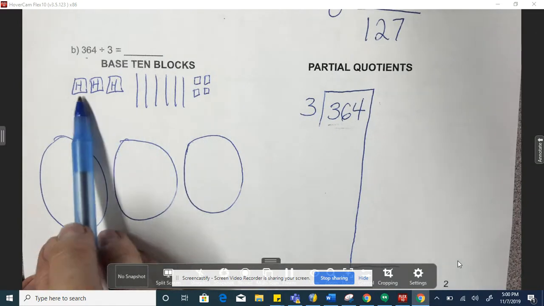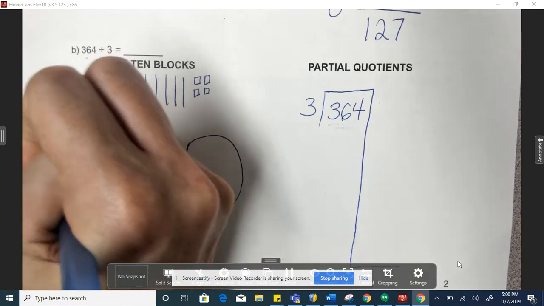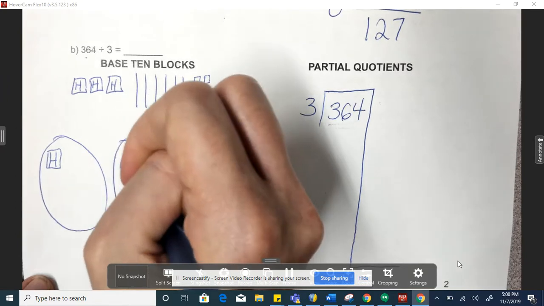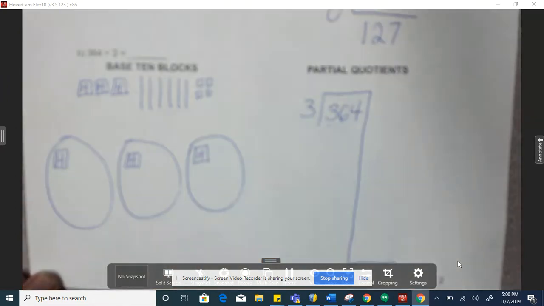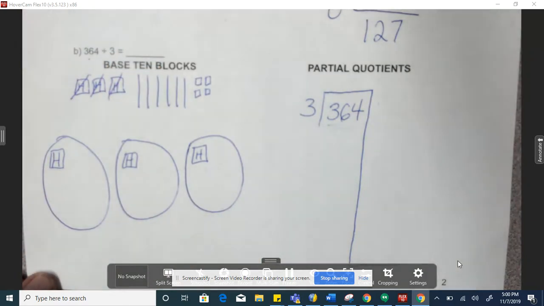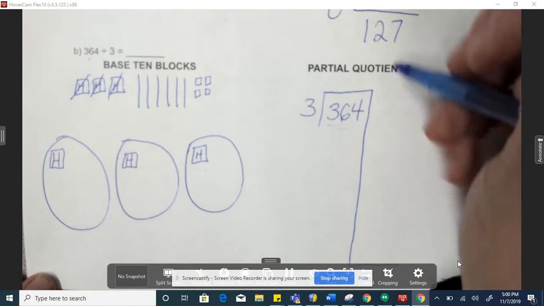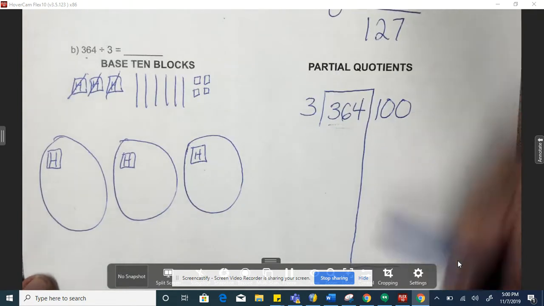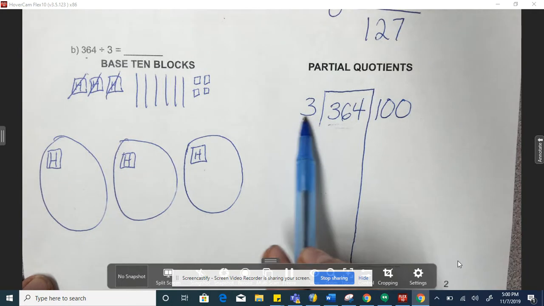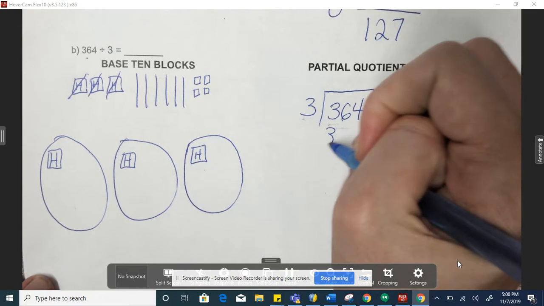So now let's start by distributing our hundreds. We have 3 hundreds and we have 3 groups. So I know that 100 can go into each group. Now that I've used a total of 3 hundreds, I'm going to cross them out. All right, so let's see. In each group, I'm seeing that we have 100. So over here in my partial quotients, I'm going to say that each group is getting 100. 3 groups times 100 in each group equals a total of 300.